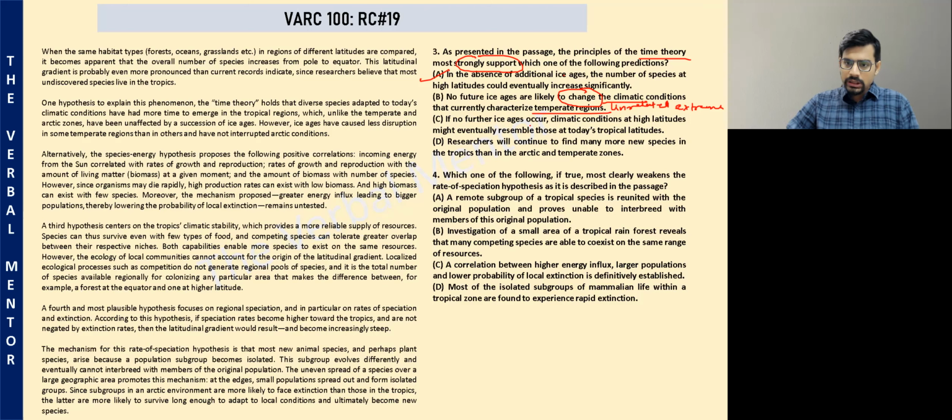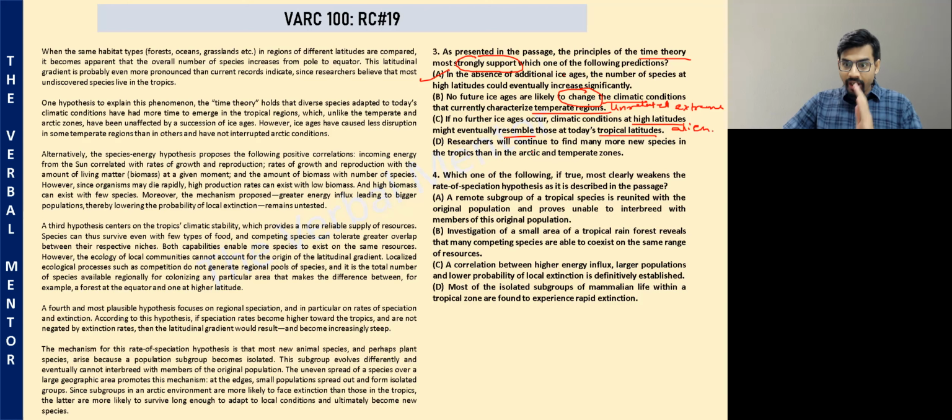Option C, if no further ice ages occur, the climatic conditions at high latitudes, that is the Arctic regions, might eventually resemble those at tropical latitudes. Wait, the climate in the Arctic region will become similar to that in the tropical region. This kind of prediction is alien to the passage. It can't be inferred. What can be said is that the number of species will increase if the interruption by ice age is removed. That variable is removed. Okay.